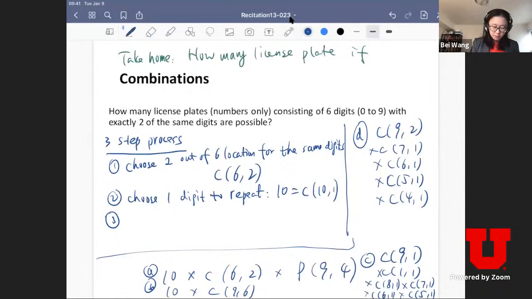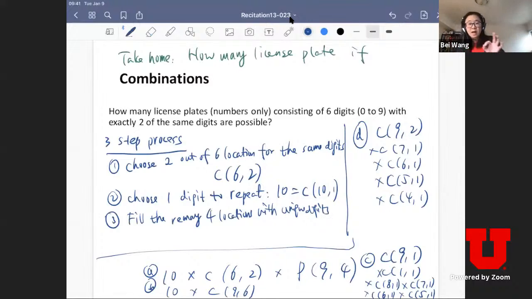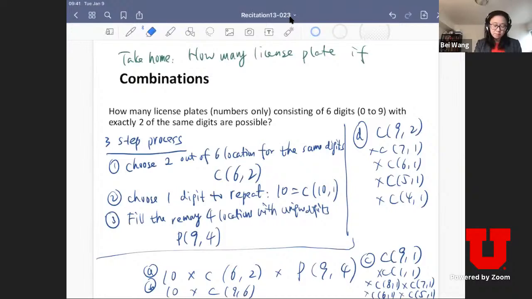So fill the remaining 4 locations with unique digits. Because I already chose 1, I have a total of 9 choices. And in this case, the license plate, the order does matter. So it's P of 9, 4. So the total answer is actually the first solution we see: 10, which is step 2, times 6 choose 2, step 1, times permutation of 9, 4.